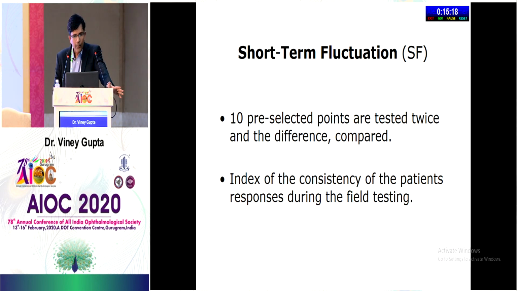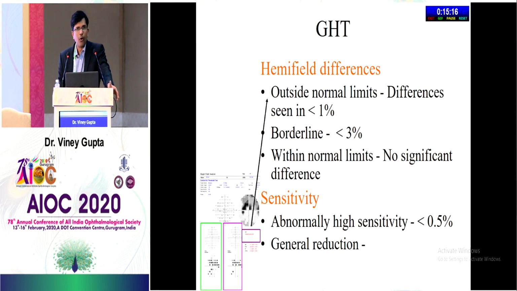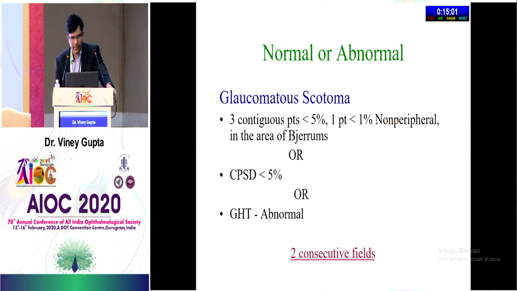Right. Now we go on to what is the glaucoma hemifield test. The glaucoma hemifield test primarily compares the superior with the inferior hemifields, because in glaucoma it's either a superior or an inferior defect, and the computer itself will give a printout which says it's outside normal limits, borderline, within normal limits, or it's an abnormally high sensitivity.